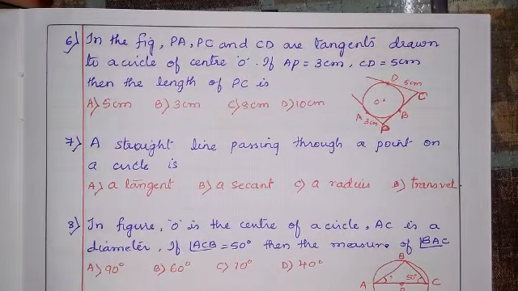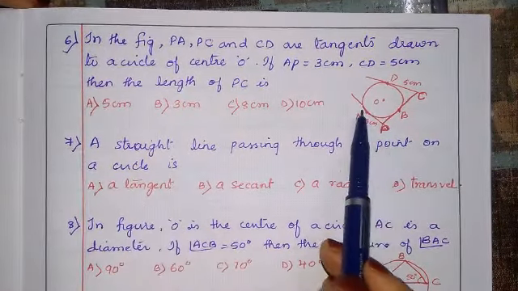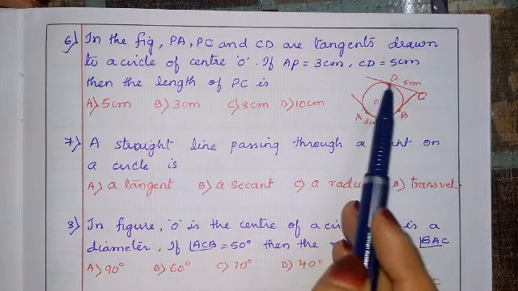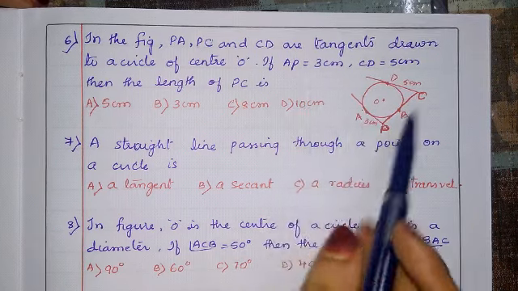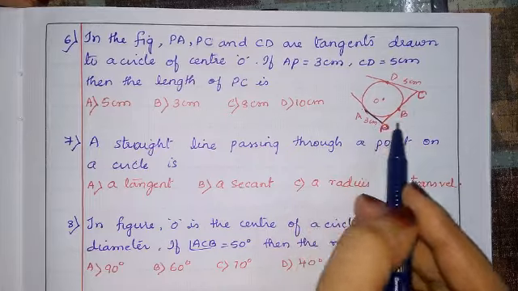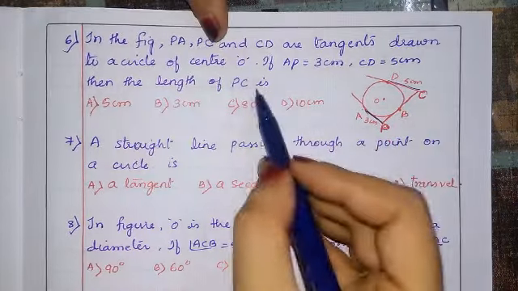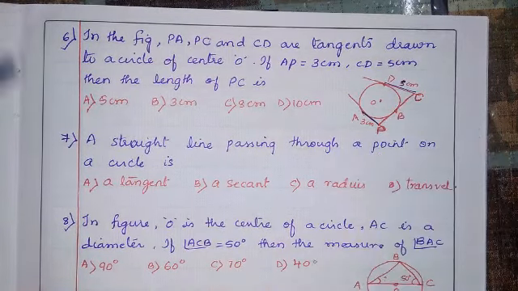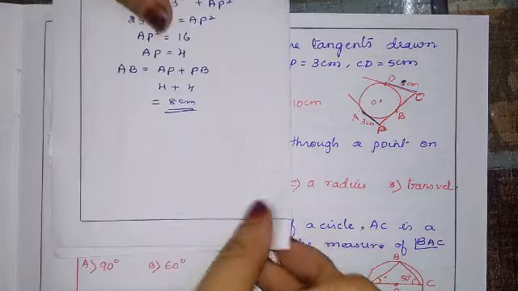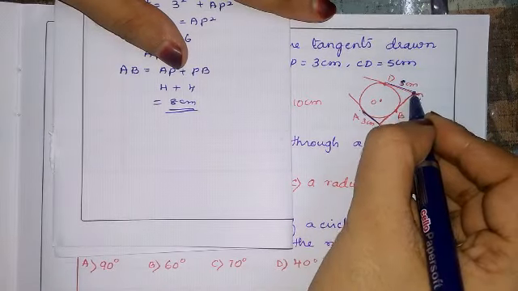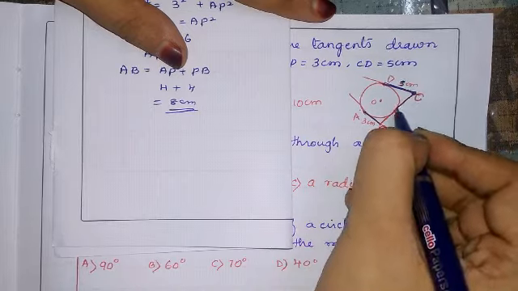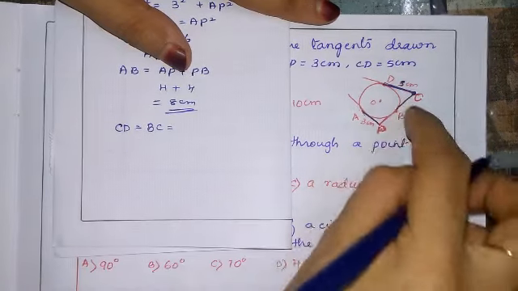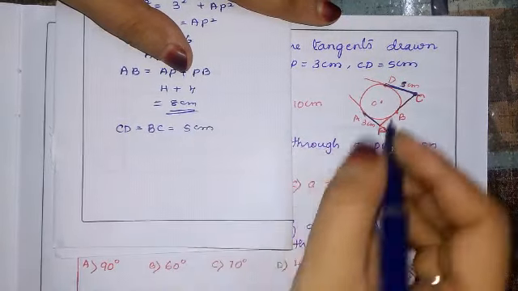Here we can see in the figure PA, PC and CD are the tangents drawn to a circle of center O. If AP is 3 centimeter and CD is 5 centimeter, then the length of PC is, we should be very quick. So we know that tangents drawn from external points are equal, so CD equals BC. If this is 5 centimeter, this is also 5 centimeter.